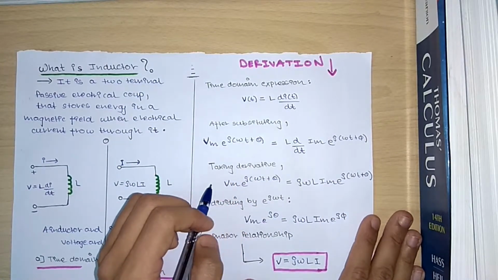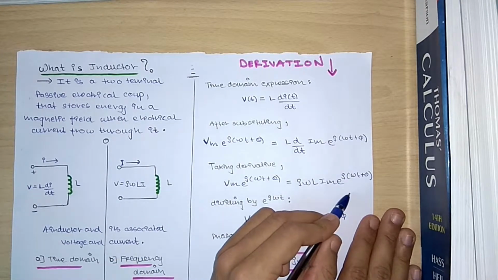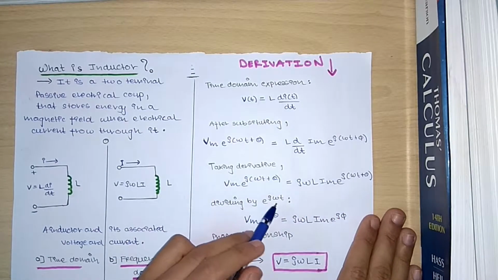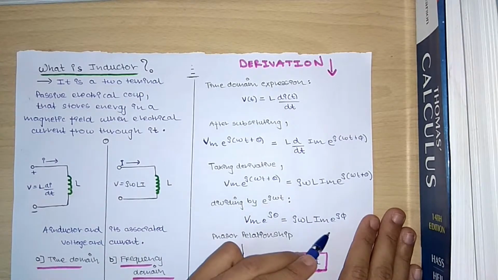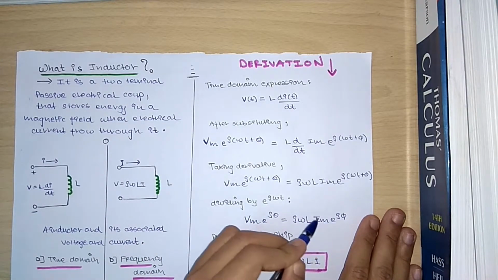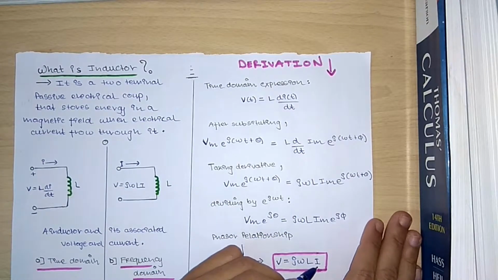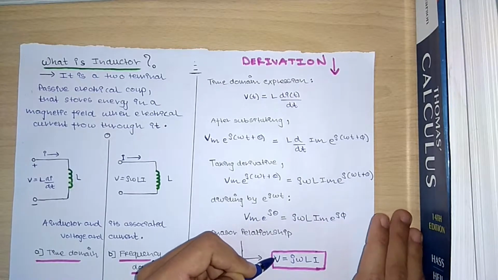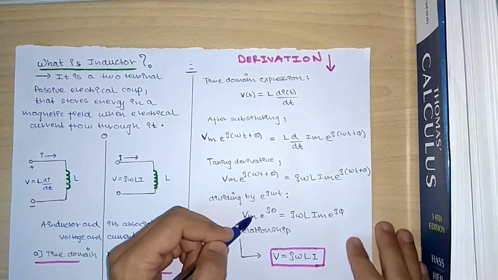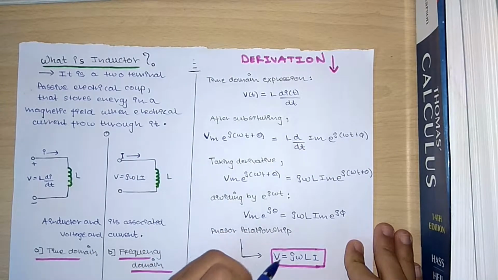Then we are finding the derivative of the current, thus getting this equation. Then again, since we don't need omega t in this equation, we are removing it from both sides, hence getting this equation, and then converting this form into phasor form and getting this equation. We get this equation when considering both the angles of Vm and Im to be equal to 0. Then this equation can be easily found.